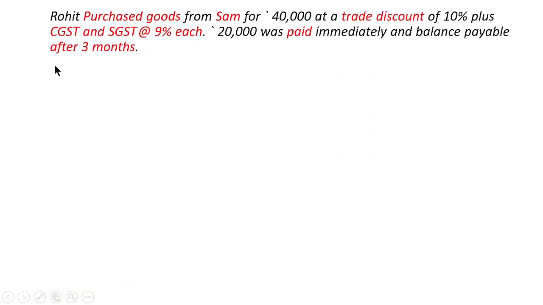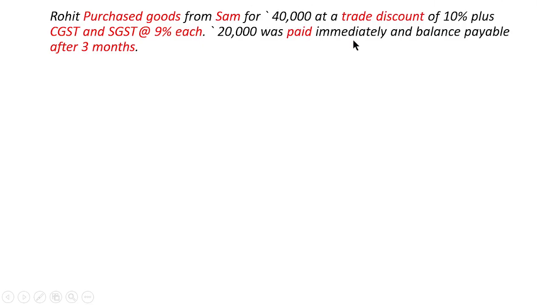Next example, Rohit purchased goods from Sam for 40,000 at a trade discount of 10% plus CGST and SGST at 9% each. 20,000 was paid immediately and balance payable after 3 months. In this case, Rohit purchased goods from Mr. Sam. Total amount of purchase is 40,000, but there is a trade discount of 10%. So trade discount means it is part of purchase. So while recording purchase, we have to deduct this trade discount from purchase. So net purchase is 40,000 minus 10%, that is 36,000 only.